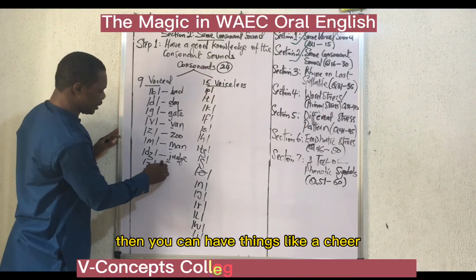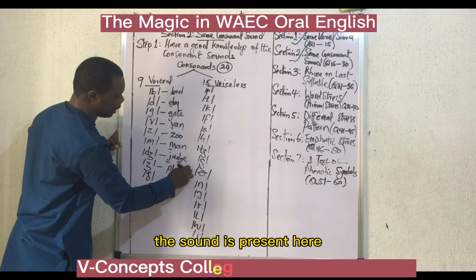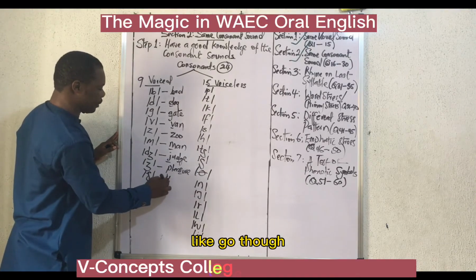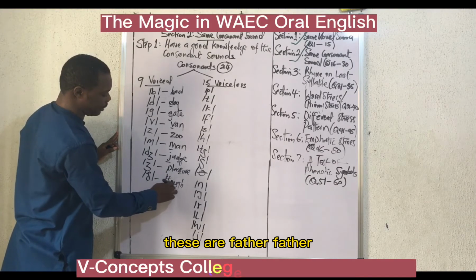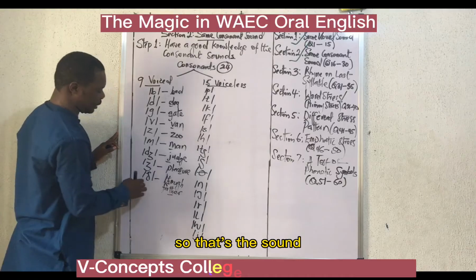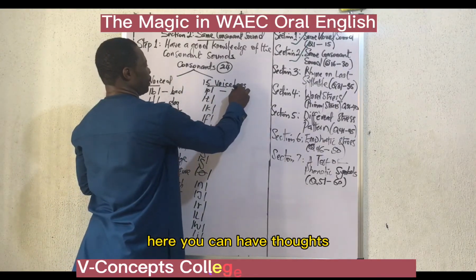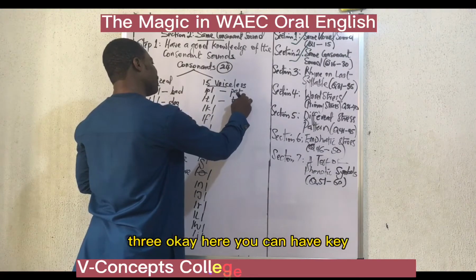Then you can have things like cheer, like player. The sound is present here. Then this is the voiced th sound. You have things like though, these, or father. So that's the sound. For the corresponding voiceless one here, you can have thought. And then you can have tree.